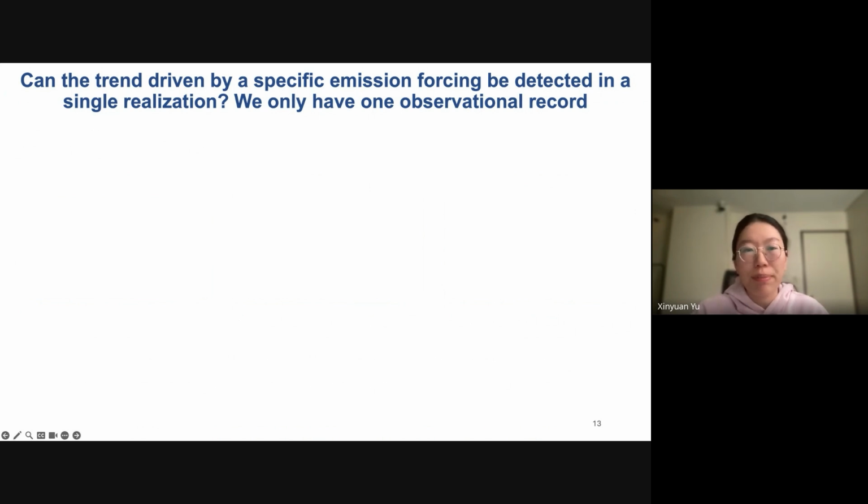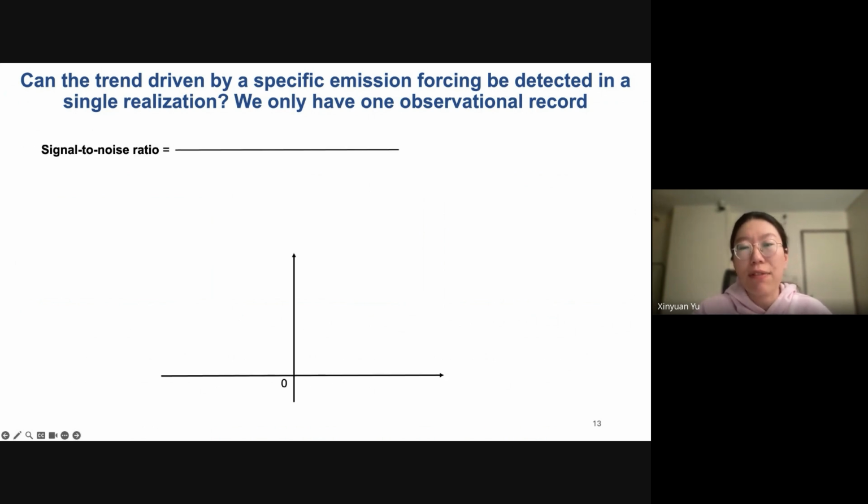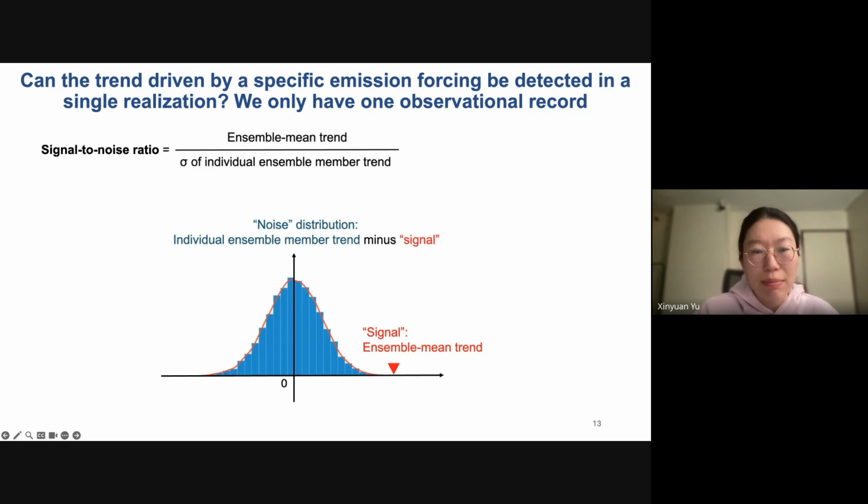Okay, so until now, we have focused on the ensemble mean, which is the signal, but can the trend driven by a specific emission forcing be detected in a single realization? Recall that we only have one observational record. So here we use the signal-to-noise ratio to indicate the significance of the signal relative to the climate noise, which is defined as the ratio of the ensemble mean trend to the standard deviation of the individual ensemble member trends, as explained here. The signal in regions where the signal-to-noise ratio is larger than 2.18 will be regarded as detectable with high confidence.